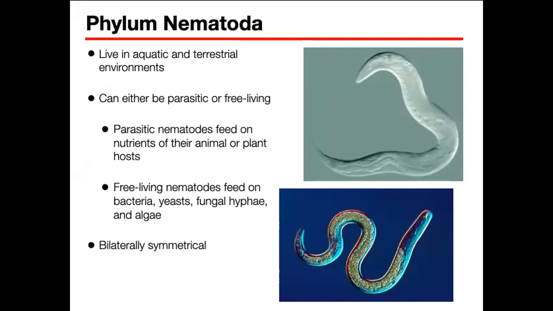These organisms live in aquatic and terrestrial environments, and they can either be parasitic, and if it's parasitic, these nematodes would feed on nutrients from their animal and plant host. If they are free living, they feed on bacteria, yeast, fungal hyphae, and algae. Okay? And in terms of symmetry, they are bilaterally symmetrical. So alam natin that if an organism is bilaterally symmetrical, meron na sila nung cephalization.